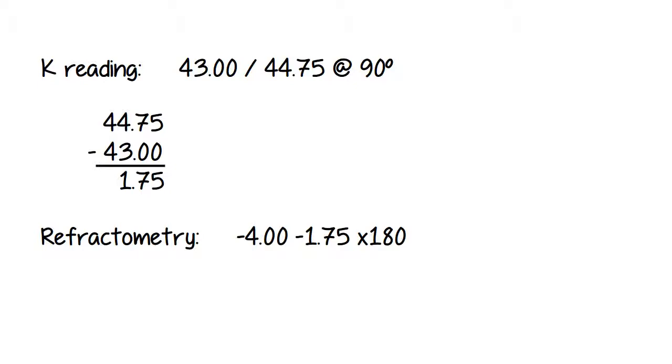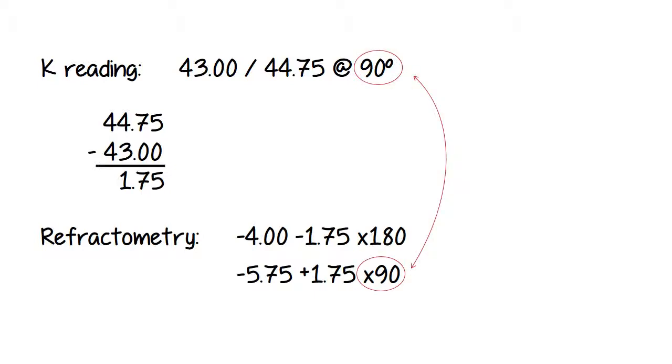The other thing to take note of here, though, is in our K readings, the steepness of the cornea is at 90 degrees. That's where it's steeper. So in our prescription with a negative cylinder, our axis is going to be at 180. If we transpose that to positive cylinder, our axis is going to be at 90, just like the steepness of the eye. Okay, that was pretty simple and straightforward.